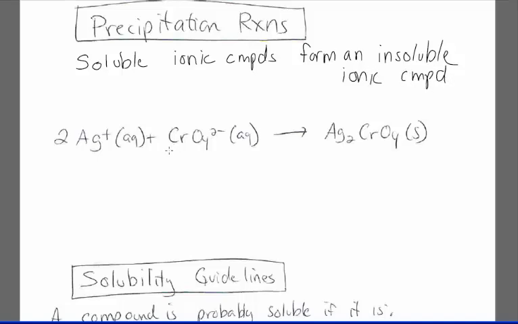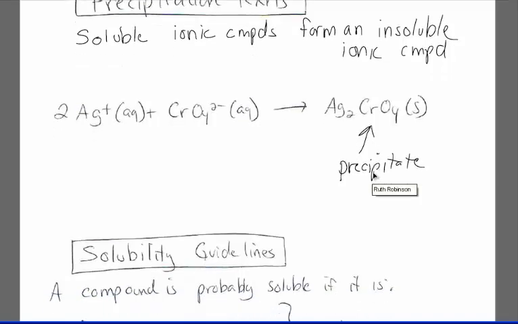Okay, so let's look at an example. This is a net ionic equation for a precipitation reaction. You have aqueous silver ions, you have aqueous chromate ions, and they form a precipitate, which is a solid silver chromate. So this is the precipitate, and it falls out of solution because it's no longer soluble.